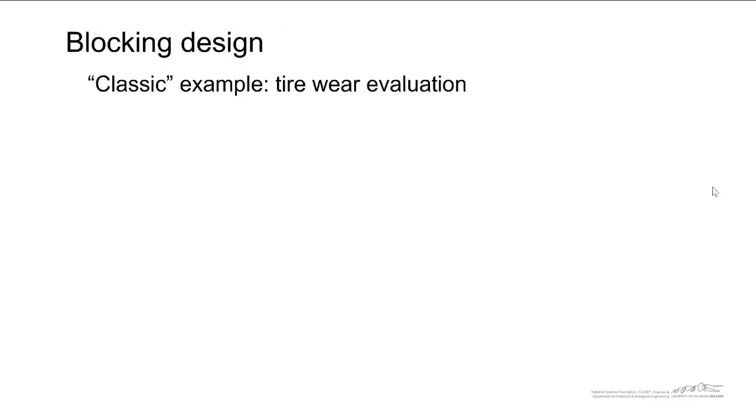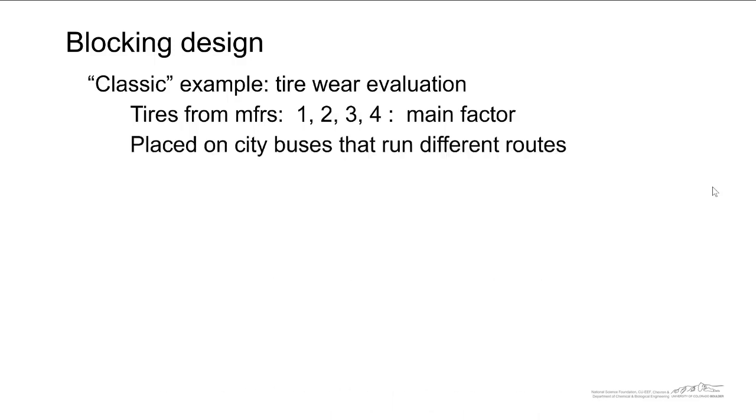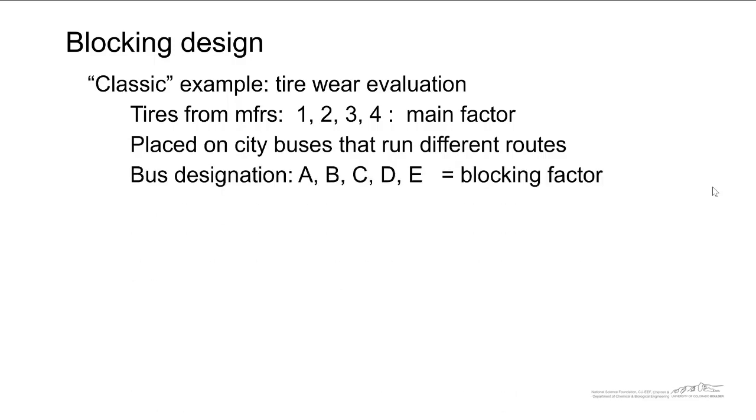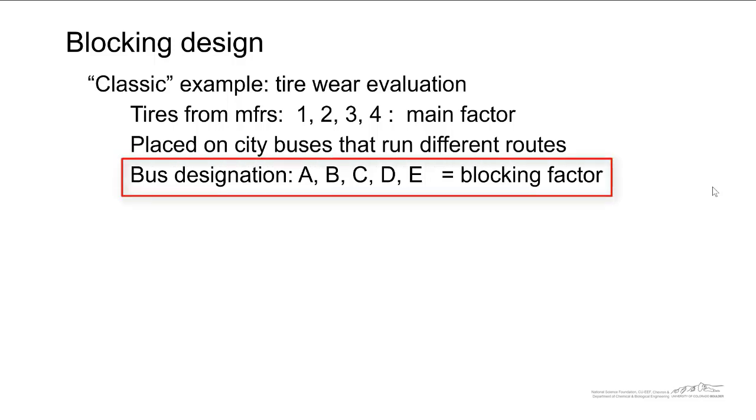This is a classic example of blocking when we talk about tire wear evaluation. We're going to take the tires from those 4 manufacturers and place them on city buses that run different routes. And again, we can't take those 20 tires and put them on a single bus. So we've got to divvy out those tires onto different blocks, or buses. So for the bus designation, we have 5 buses. This is known as the blocking factor.